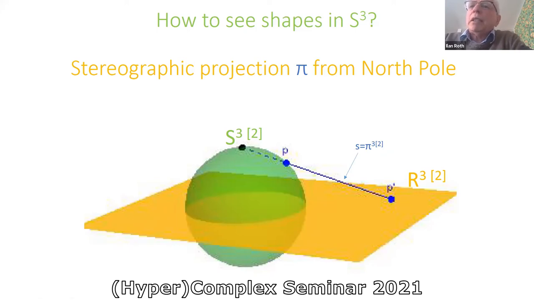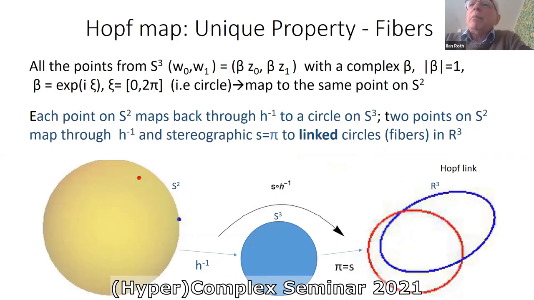So bottom line is that topology and geometry play a mutual role, and they complement each other. Now comes the biggest surprise of that time from the Hopf map: all the points from the S3, if you multiply each point by some complex number of magnitude one, meaning it's a circle, they map to the same point on S2. Or in reverse, each point of the S2 maps back to the H minus one, to a circle in S3.